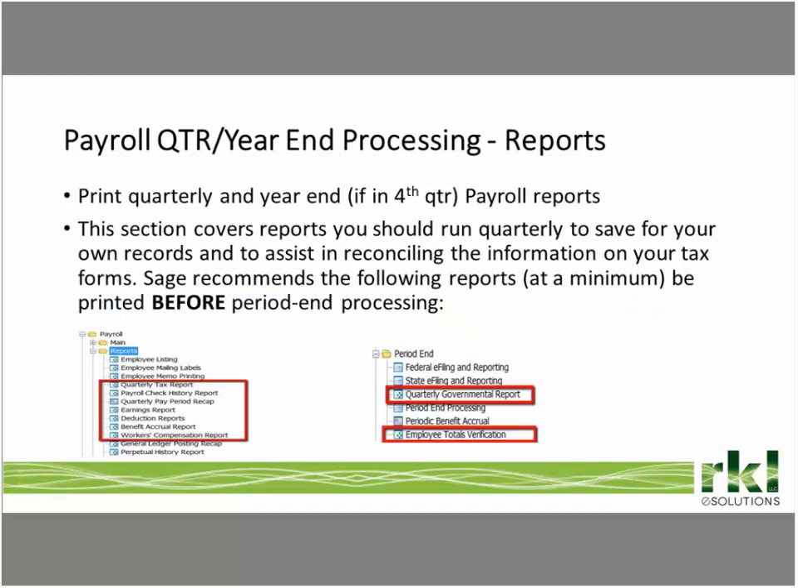So, printing the quarterly and year-end, if you're in the fourth quarter, this is important. We want to run those reports. When you open up payroll under reports, you're going to see a series of reports here that we suggest that you run. Typically what we end up doing is have you run these reports, you balance everything, make sure it looks good. If there are any things that need to be adjusted, you make those corrections and adjustments before we close the period. You'll also be able to run your quarterly governmental report and your employee totals verification. So these are ones that you'll want to save, but you should do so before you run your period end processing.